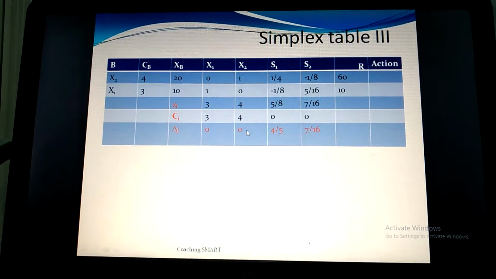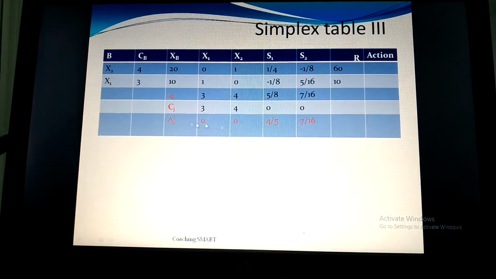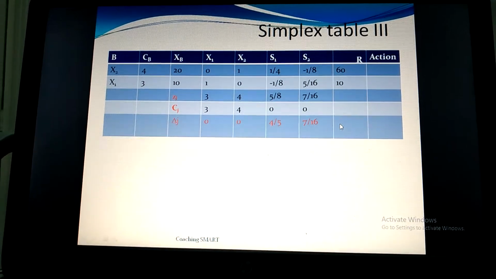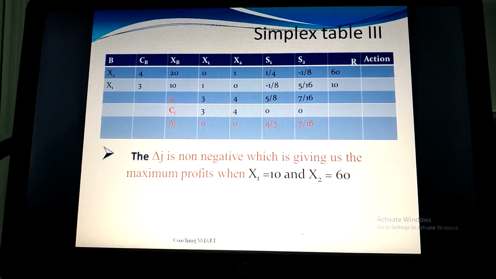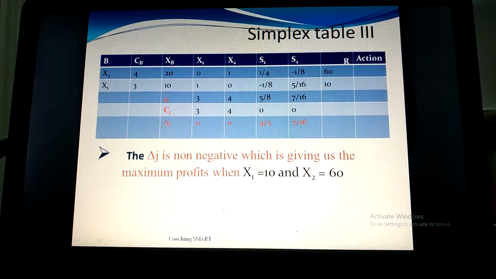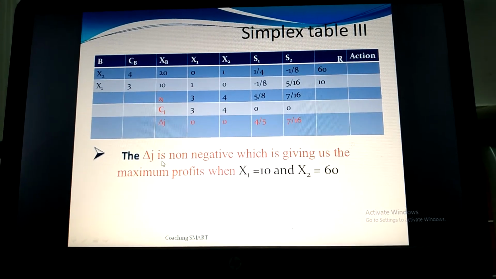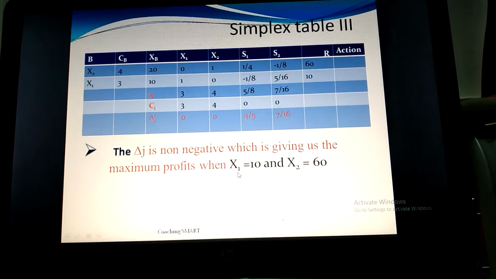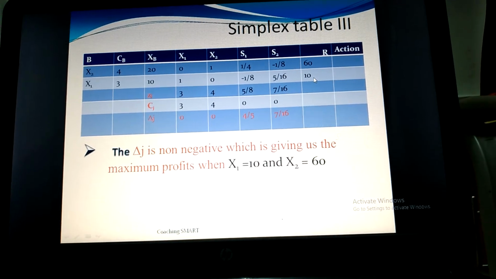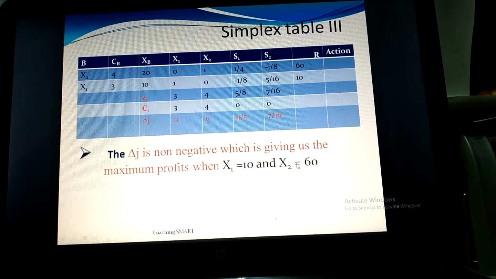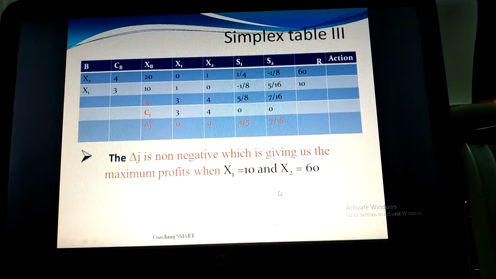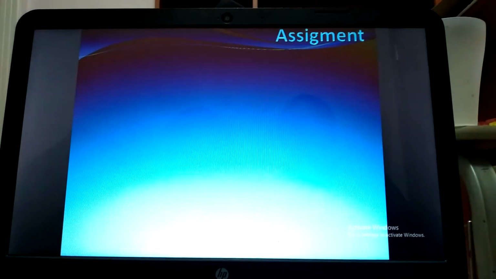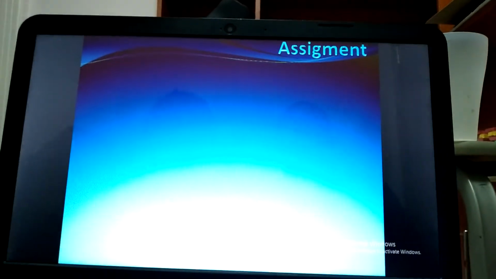Now, when you look at the net evaluation, there is no negative. If it is non-negative, we have reached our optimum value. So our optimal solution: the net evaluation is non-negative, which is giving us the maximum profit, whereby x1 is 10, which is this, and x2 is 20, which is this. So our maximization is that the maximum product can be produced when x1 is 10 and x2 is 20.